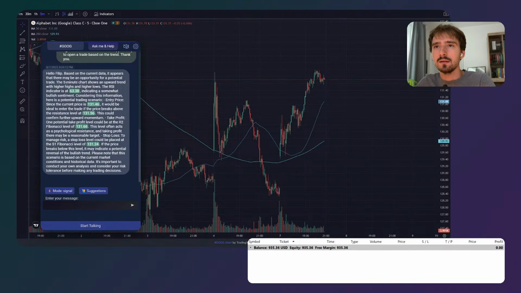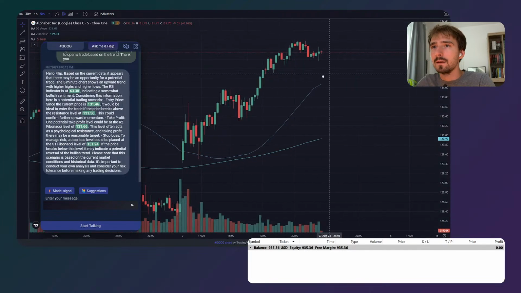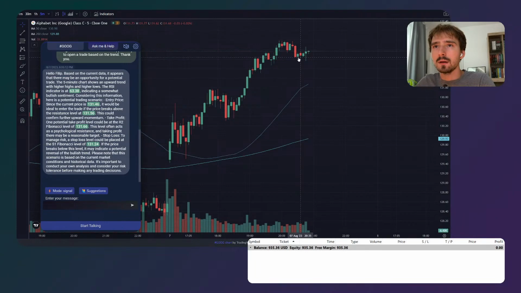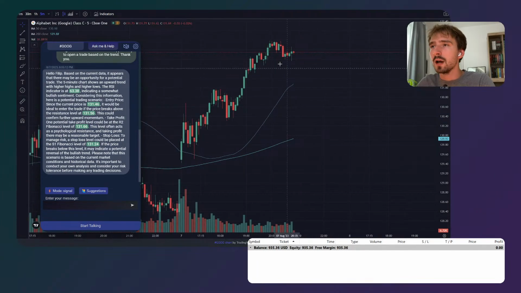So what the AI is telling us: the 5-minute chart shows an upward trend, RSI indicates some bullish sentiment. Entry price: it would be ideal to enter the trade if the price breaks above this level, 130.56. Current price is 146. Remember that the price could be a little bit delayed or a little bit different, although it shouldn't be that much, because the data we are taking to analyze the markets are not exactly from TradingView. So sometimes there is a little bit of difference.